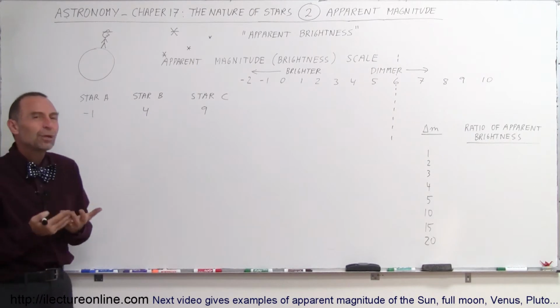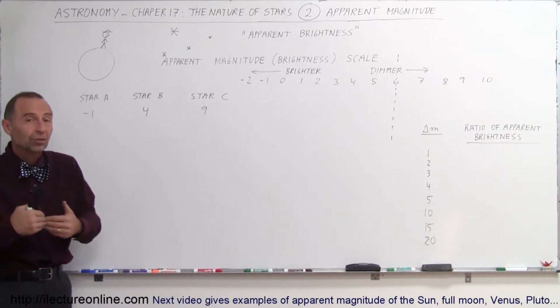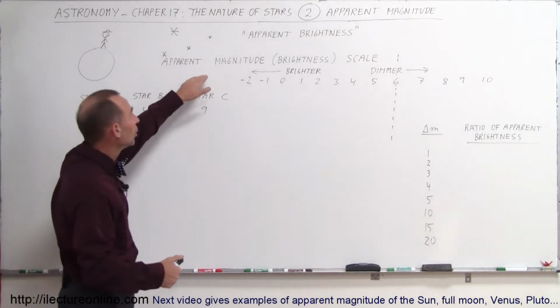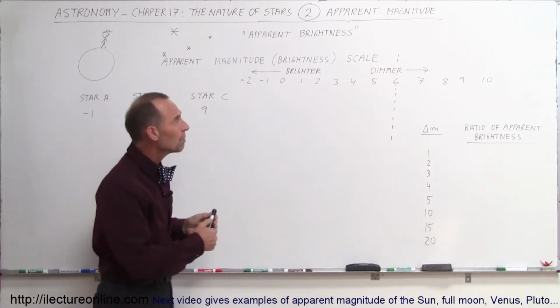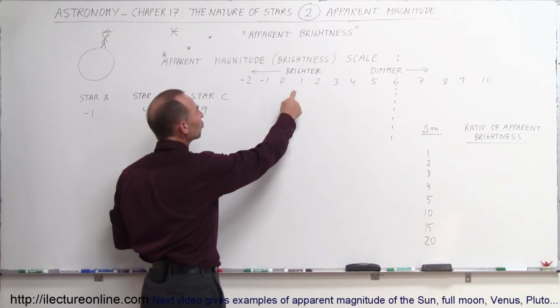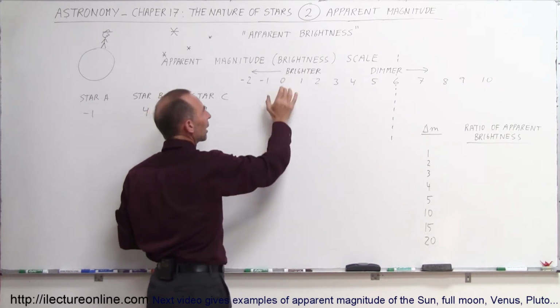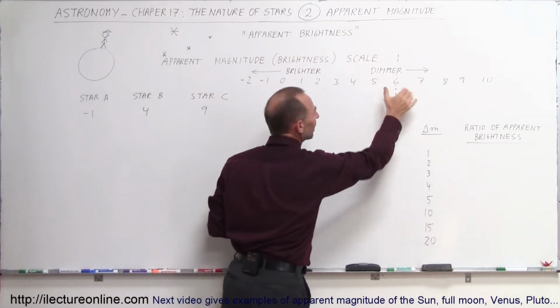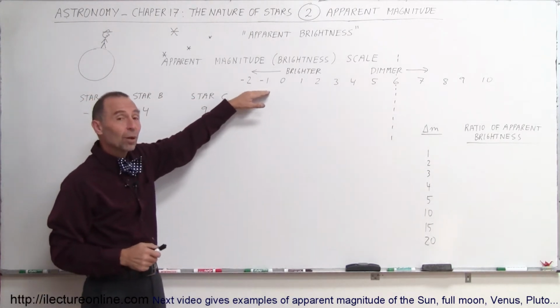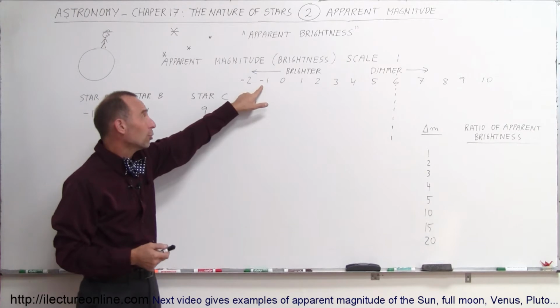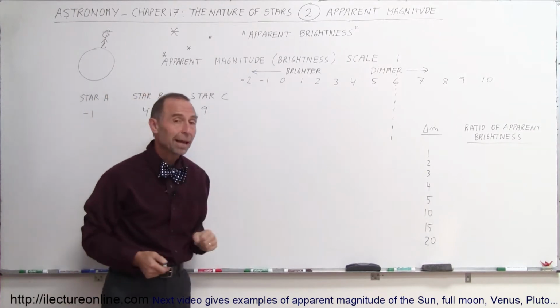So what scale do we use in astronomy to indicate the brightness of a star? Well, we have what we call an apparent magnitude or an apparent brightness scale. And it's numerical in such a way that when the number is smaller, it indicates a brighter star, and when the number is bigger, it indicates a dimmer star. And yes, it can actually become a negative quantity. A -1 magnitude is brighter than a 0 or a 1 magnitude.